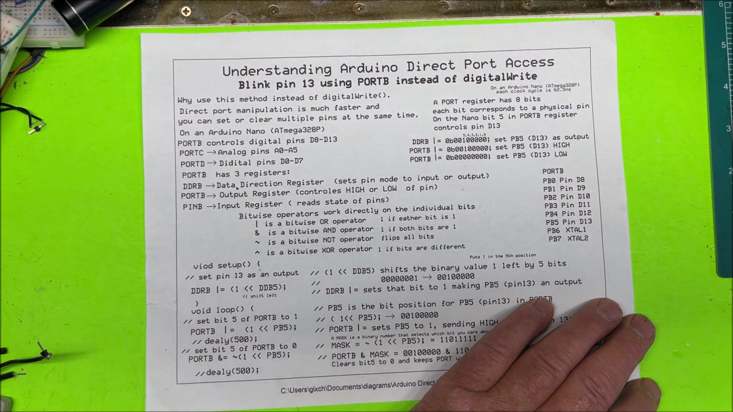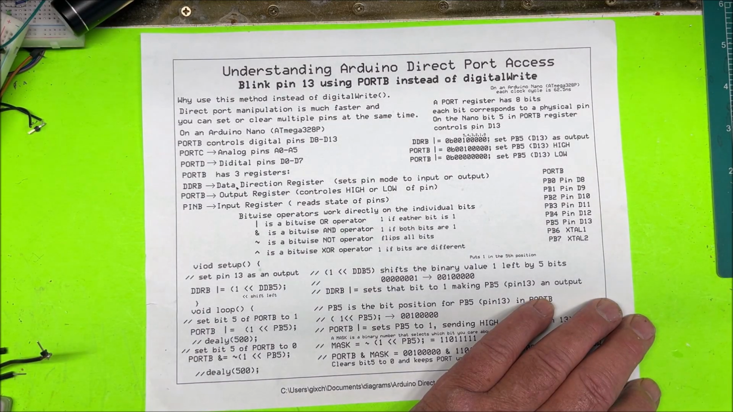Let's take a look at Arduino direct port access. What we're going to do is a blink program. We're going to blink pin 13 using port B instead of digitalWrite, okay? And we use this instead of digitalWrite because direct port manipulation is much faster, and then you can set and clear multiple pins at the same time.